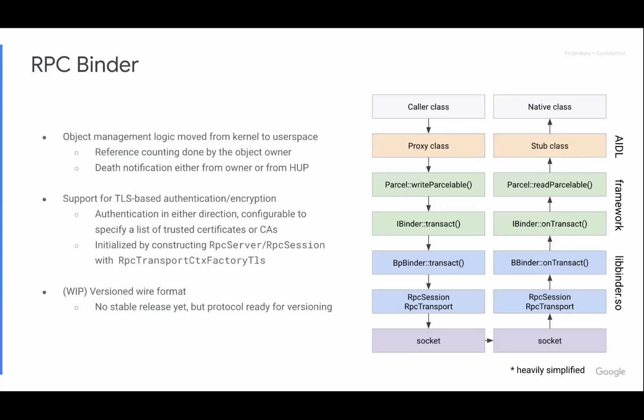And finally, RPC Binder has a versioned wire format. So that's a big departure from the regular binder. There hasn't been a stable release yet, but the protocol itself is ready for versioning. So once we get more comfortable with the state of the wire format, at some point there's going to be a 1.0 release, and the wire format will be stabilized.